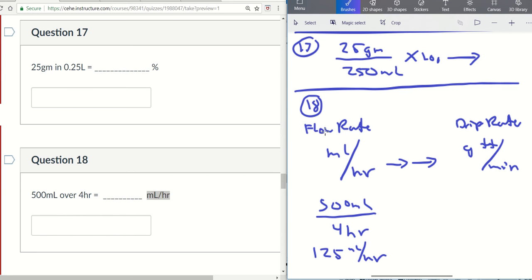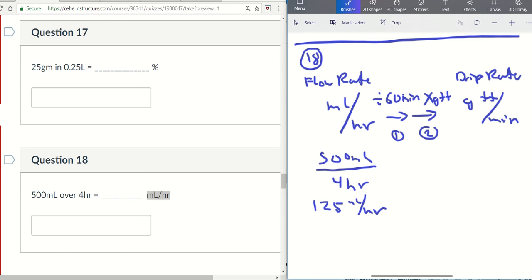Now if you want to convert from flow rate to drip rate, it's just 2 steps. Your first step is to divide by 60 minutes. And your second step is to multiply by drops. 125. Yep.